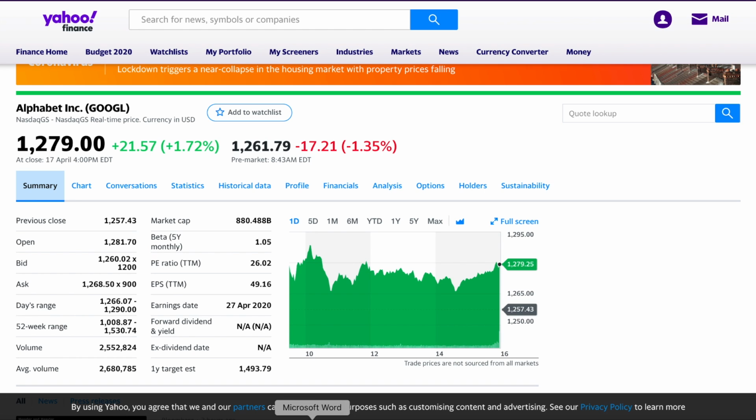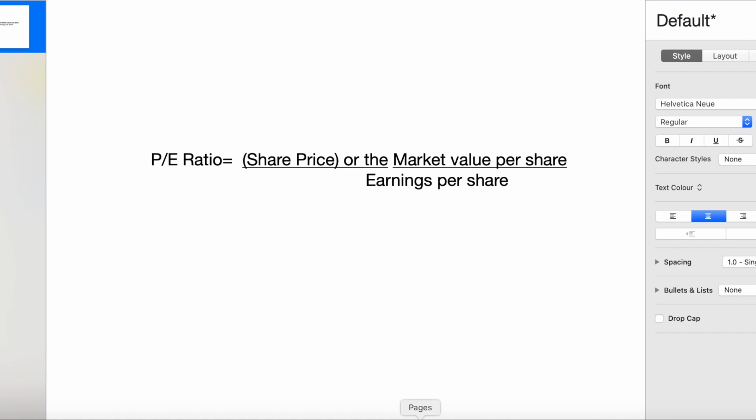The price to earnings ratio is sometimes known as the price multiple or the earnings multiple. This is the ratio for valuing a company that measures its current share price relative to its earnings per share, or EPS for short. Now, how does this number get calculated? To get the PE ratio, you take the share price, or the market value per share, and divide that by the earnings per share. This will give you the PE ratio.